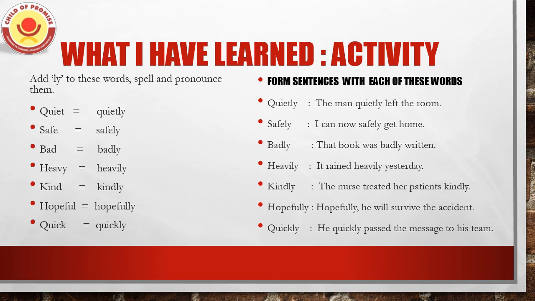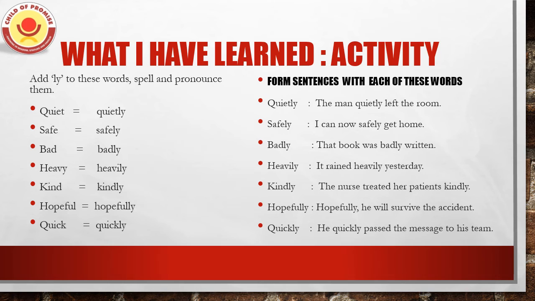That's quietly. Then safe. When we add ly, it becomes safely, and we spell S-A-F-E-L-Y, safely. Then we have the word bad, B-A-D, bad. And then when we add ly to bad, it becomes badly. And we spell B-A-D-L-Y, badly.